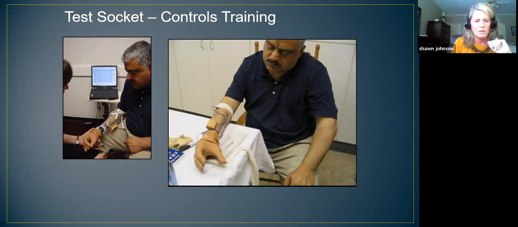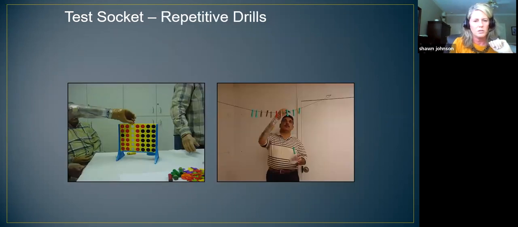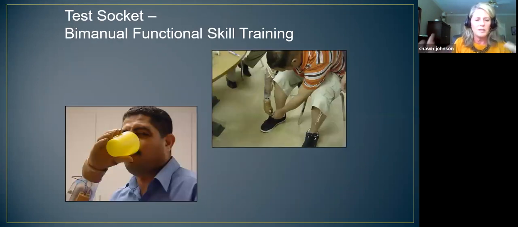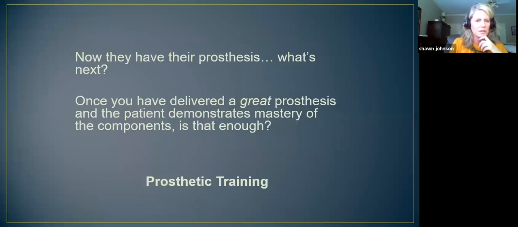Test socket, okay, more test socket pictures. I'm going to get into what these images say at the top: controls, training, repetitive drills, ADLs. I'm just talking about test socket for now. We're going to cover these things in a bit more depth in a second.